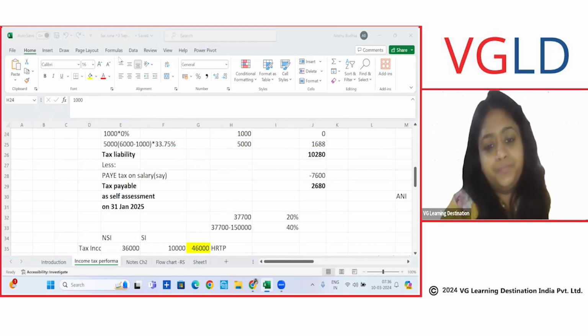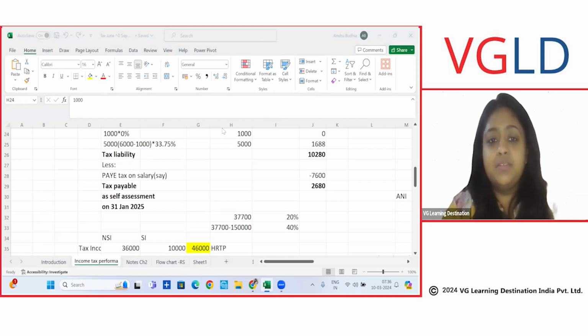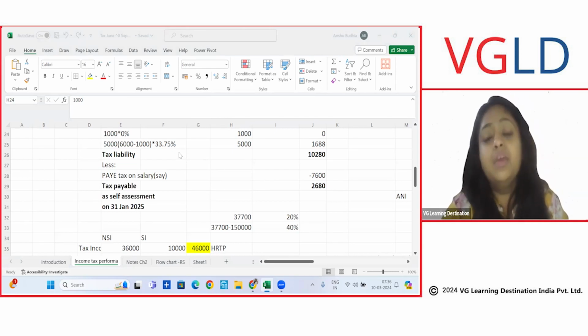Ashna, clear? And nil rate bands, please just think. Starting nil rate band of 5,000 is available for savings income. And then additional savings nil rate band is there. If it's a basic rate category taxpayer, 1,000 is the savings nil rate band. For a higher rate category taxpayer, 500 is the savings nil rate band. For additional rate category taxpayer, 0 is the savings nil rate band.